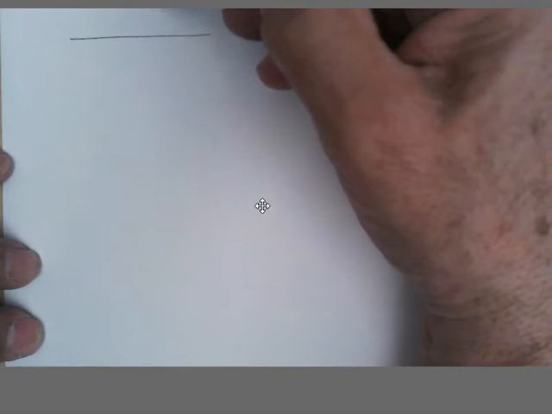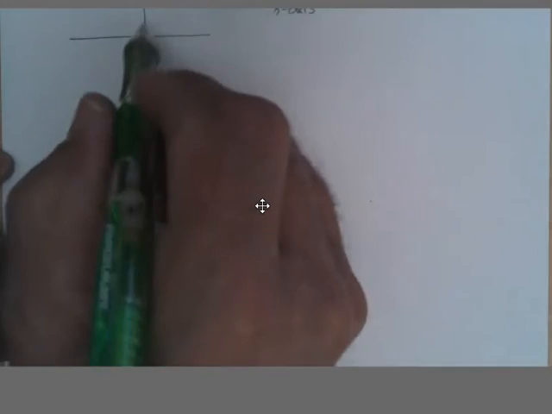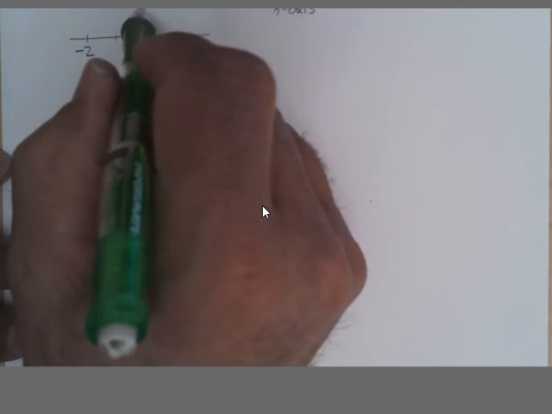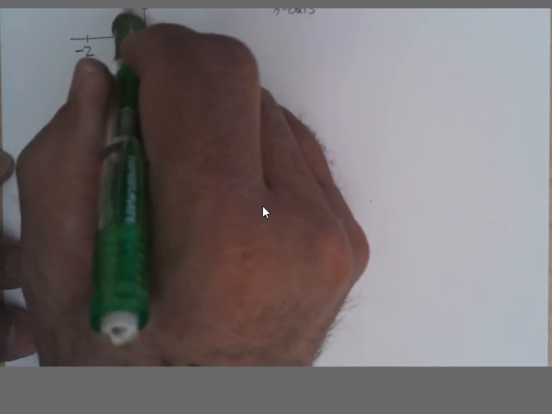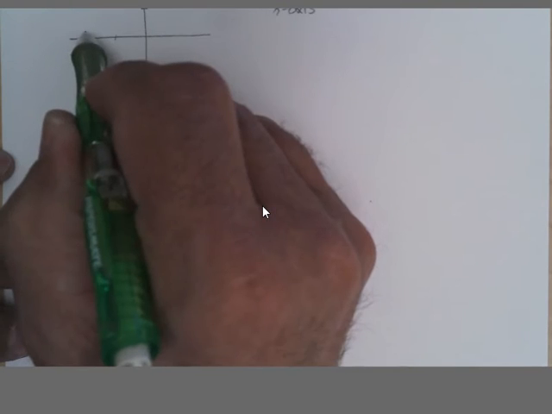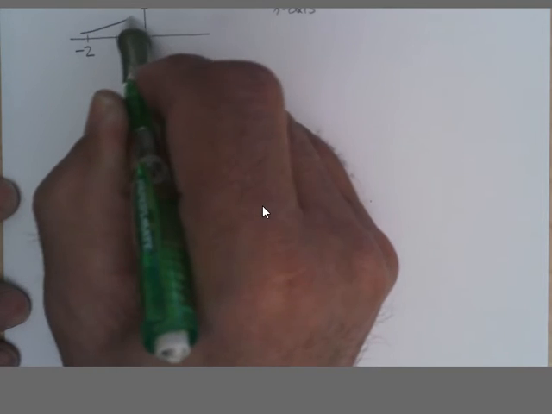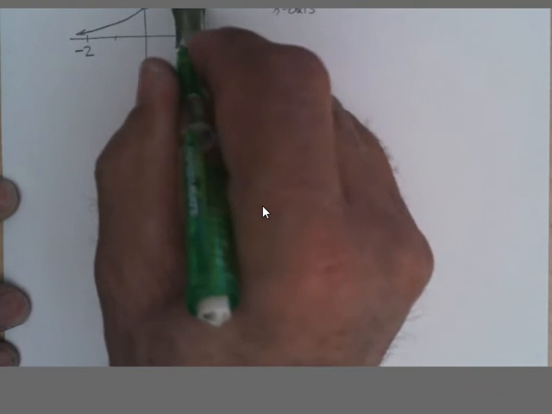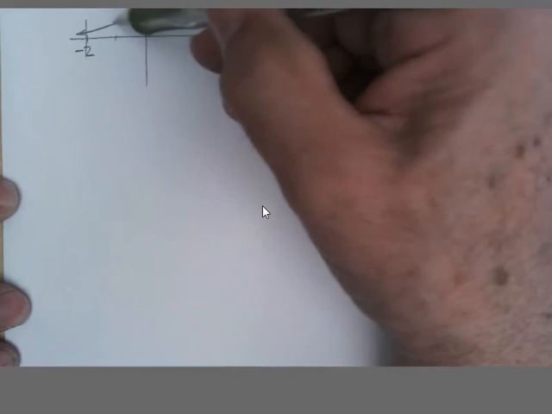So I'm going to try to draw it carefully here. So if that's minus 2 and that's 1, e to the minus 2 is 1 over e, which is small, like a ninth or something like that, and it goes something like this. So that's the y equals e to the x. Here's x equals minus 2, x equals minus 1.